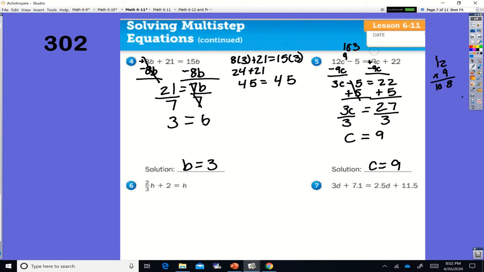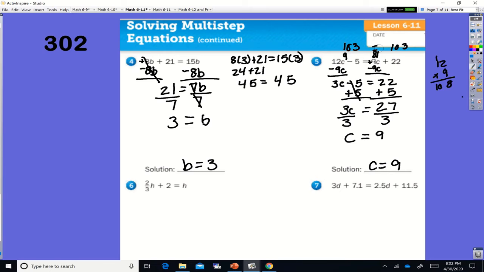9 times 9 here is 81. 81 plus 22 gives us 303. So they equal each other. That's what I love about these algebraic expressions. We can keep them equal.